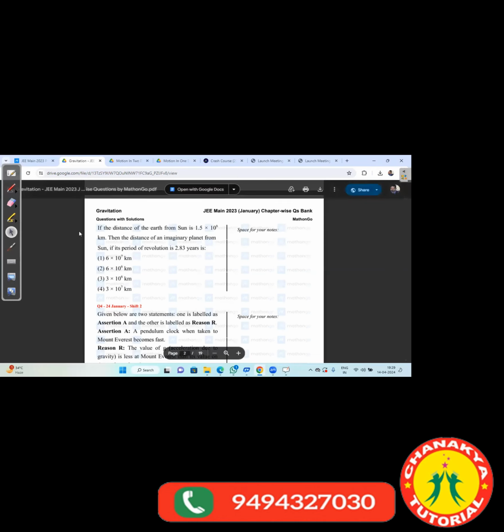Okay. So how are we going to predict this distance? Clearly, as you can see, only two things are given to you. This is the time taken for revolution by the imaginary planet. This is the distance of Earth, RE, from the Sun, and this one is your time. So which concept is to be utilized here? Can you recall which concept is to be utilized?